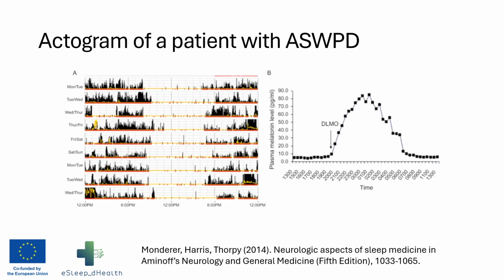Here's an actogram and DLMO testing of an advanced sleep-wake phase disordered patient. And again, it's over 9 days. And what we see is their average sleep onset here is 8 to 9 p.m. and wake time is 4 to 5 a.m. DLMO is around 7:30 p.m., which is a few hours earlier than what would be expected in a non-advanced person.